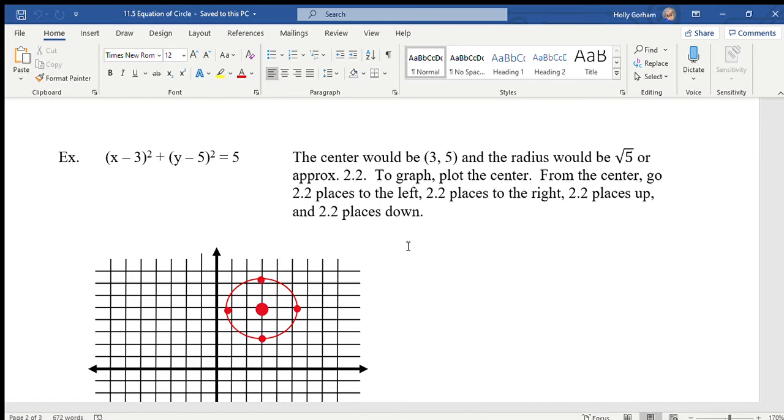So the way that we do that is we plot our center, we plot the point (3, 5), and then you just go 2.2. You say, how do I do that? Well, you go 2 and then a little bit further. So you do 2.2 to the left and right, 2.2 up and down, and draw your circle.